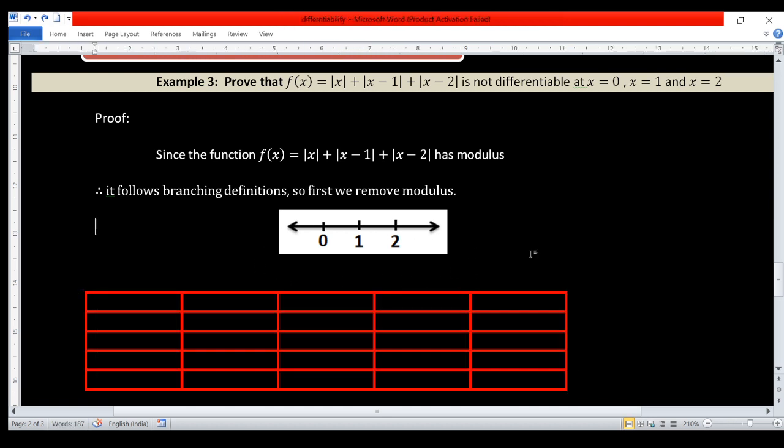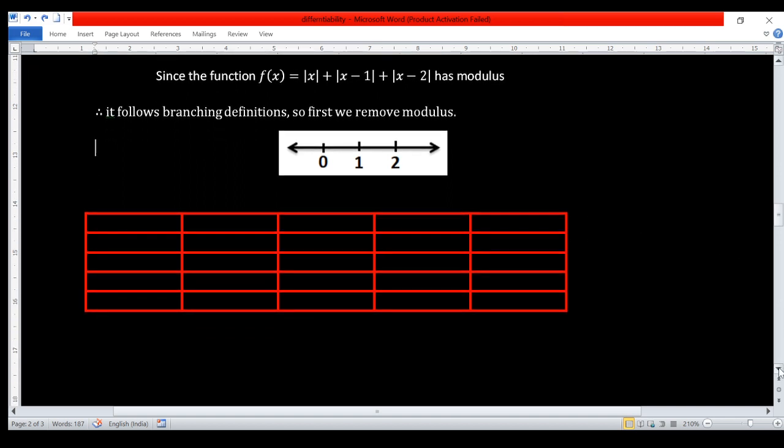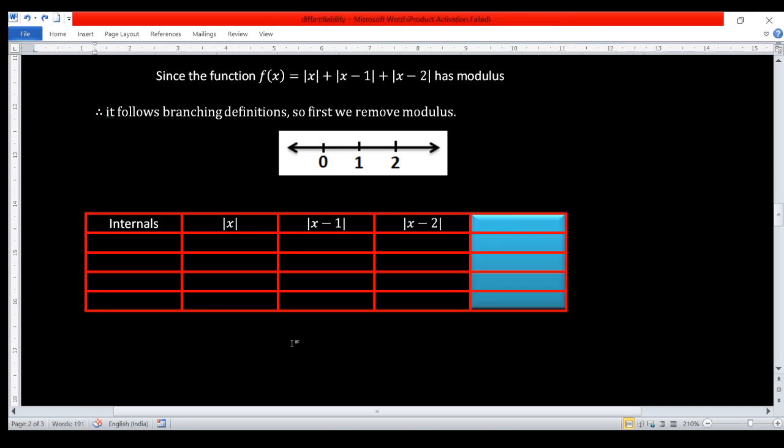Okay. So I have 4 intervals. 4 or 5? I have 5 intervals. What are they? So we'll discuss. To remove modulus, we'll follow these tabular column techniques. First, the intervals we'll mark. Next, the corresponding values of modulus of x, modulus of x minus 1, and modulus of x minus 2. Then we'll find f of x as a net result.